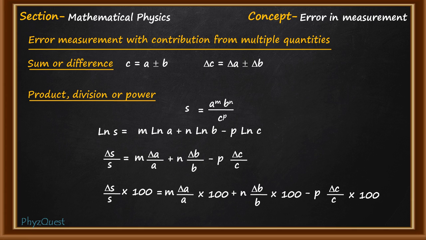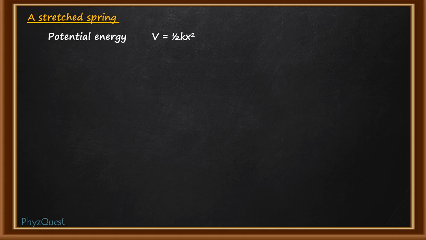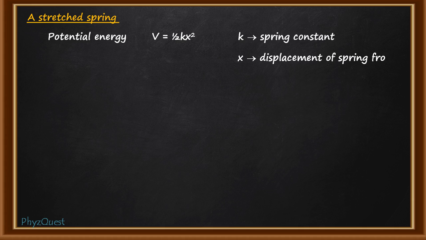Now let's move ahead with our question. Here we have a stretched spring, and we need to calculate the percentage error in the estimation of the potential energy. For a stretched spring, the potential energy formula is already given: V equal to half k x square. Here k is your spring constant and x is the displacement of the spring from the equilibrium.